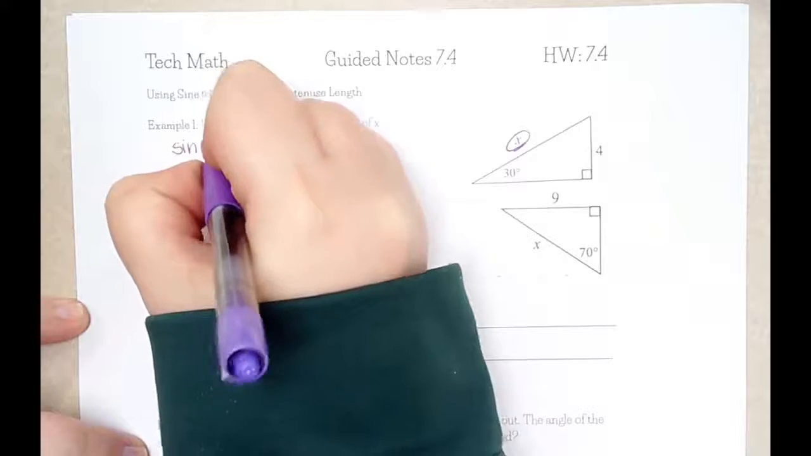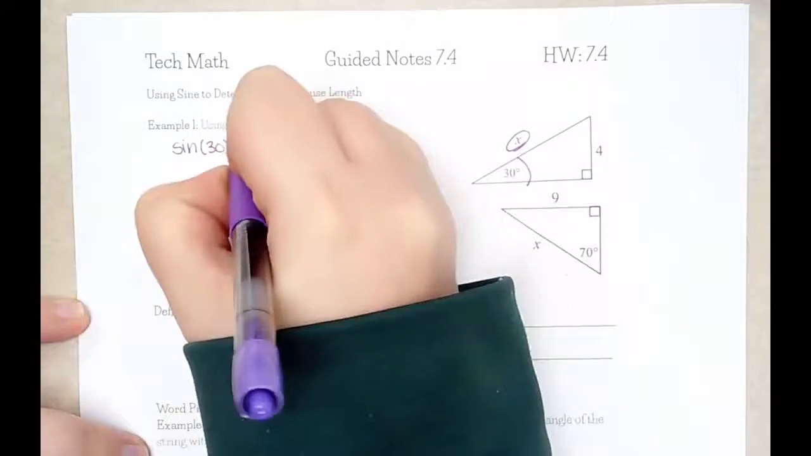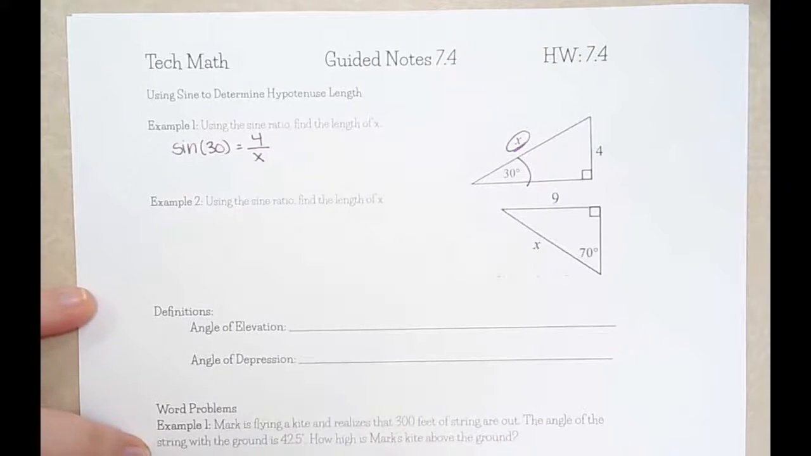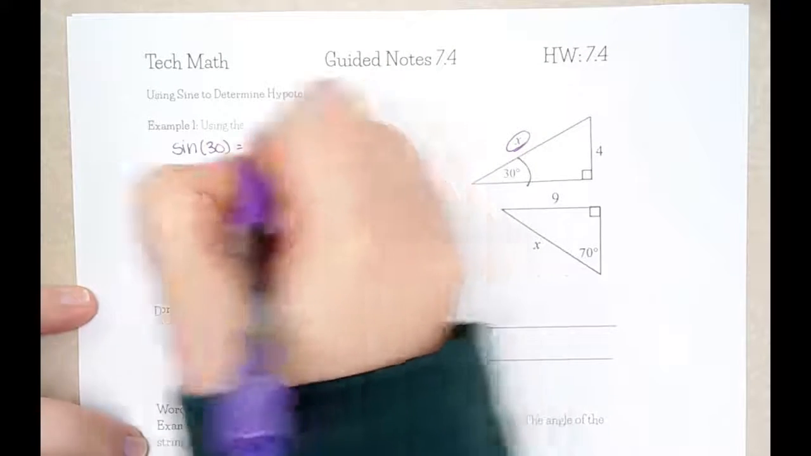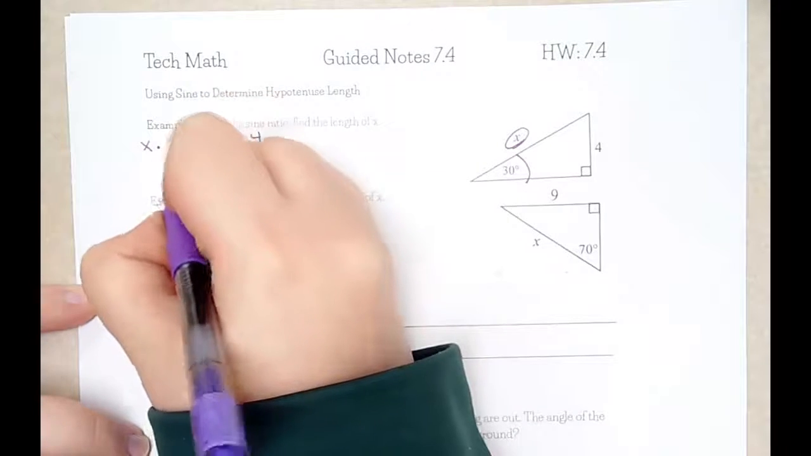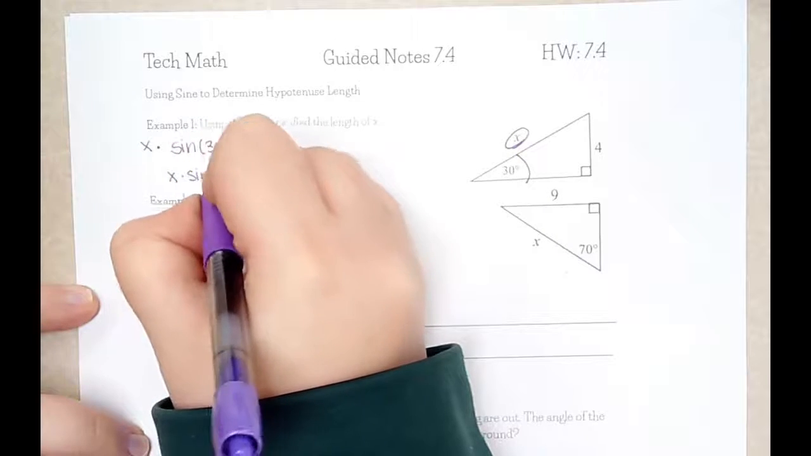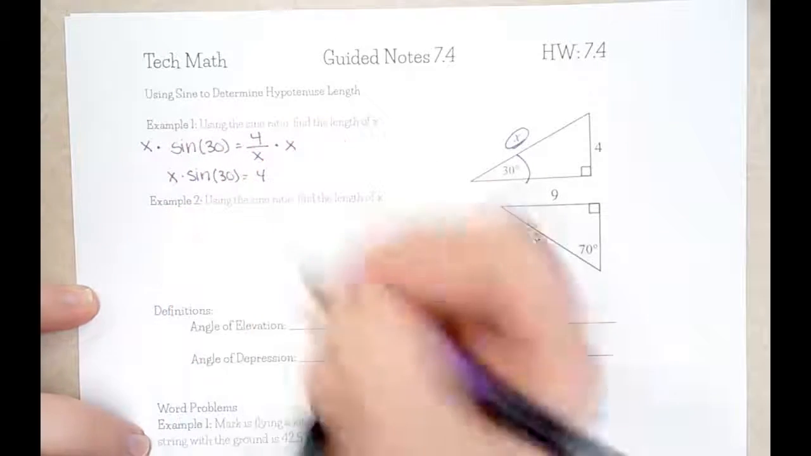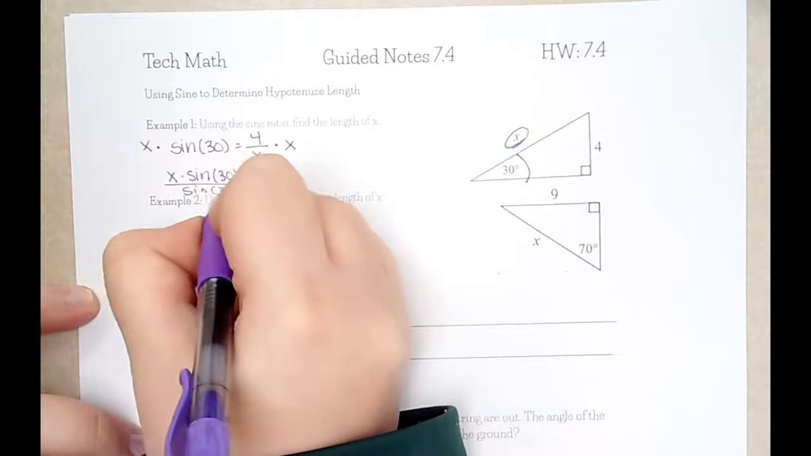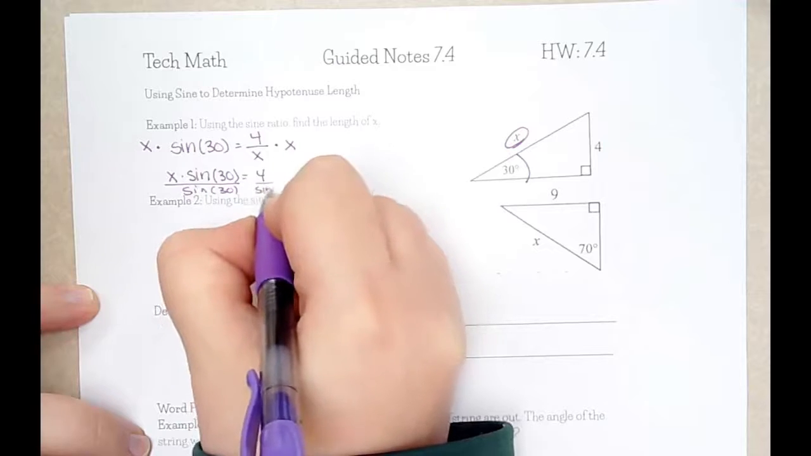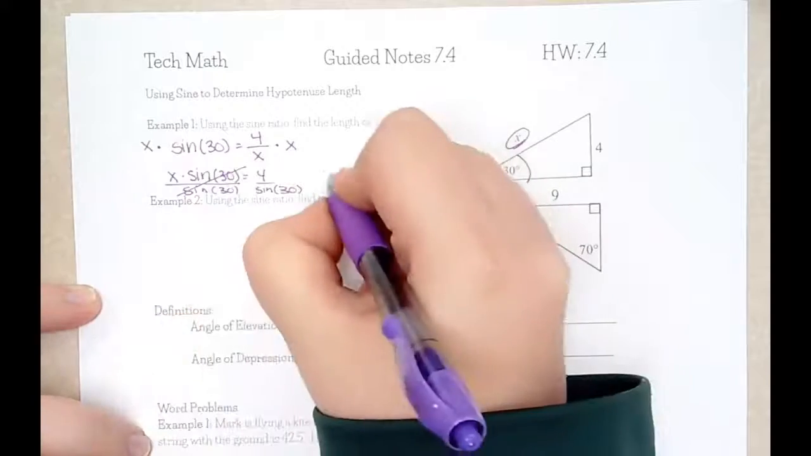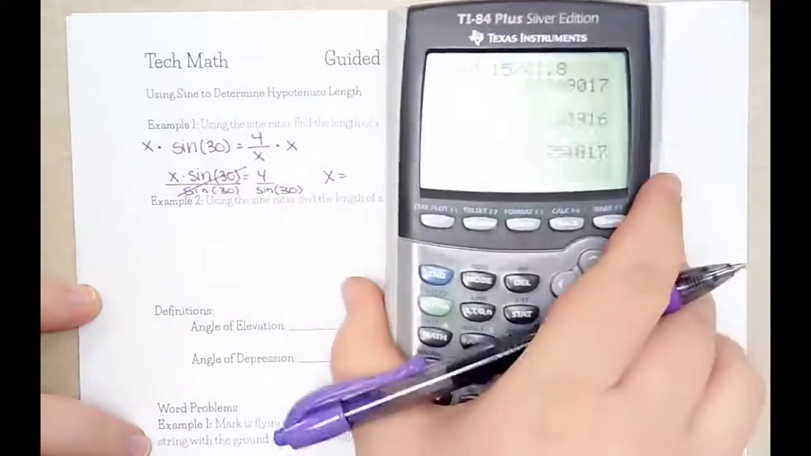We're going to say sine of 30 degrees is equal to opposite over hypotenuse. And we're going to follow the same steps we did yesterday. We're still going to multiply by the denominator, but in this case it's an x instead of a number. Now I've got x times sine of 30 equals 4. To get x alone, I need to divide both sides by the sine of 30. And in doing so, these will cancel, and I will just have x equals 4 divided by sine of 30.